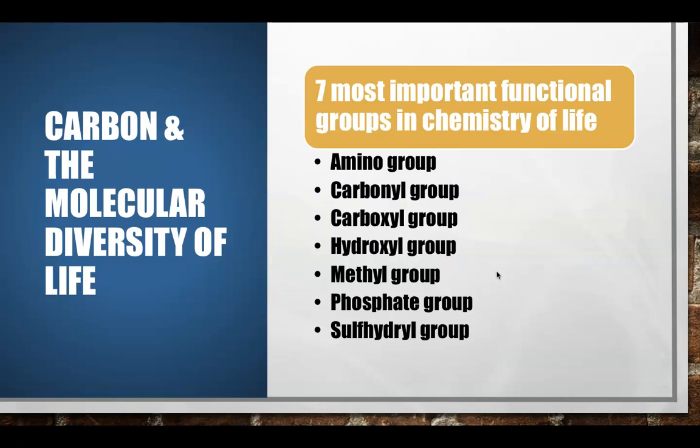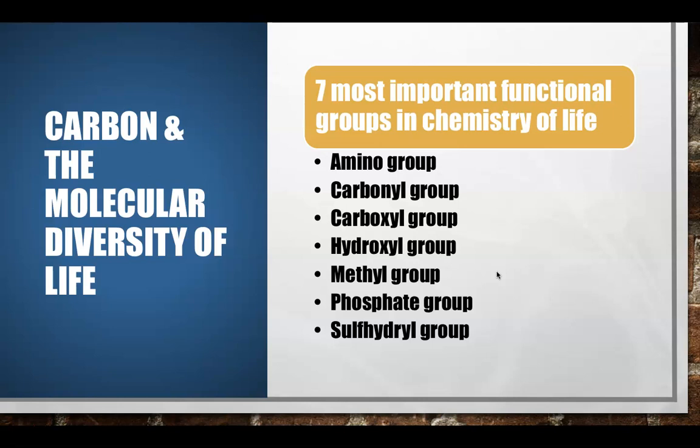There are 7 important functional groups in chemistry of life. So 7 important ones for us here in biology. Amino group, which is your NH2 or NH3 positive if it's in its ionic form. Your carbonyl group, which is your C double bond oxygen. Your carboxyl group, which is your COOH. Hydroxyl group, which is OH.